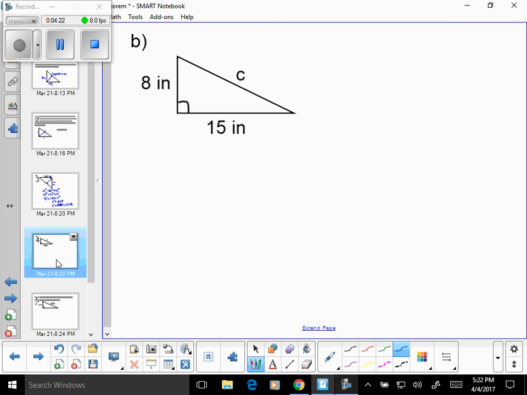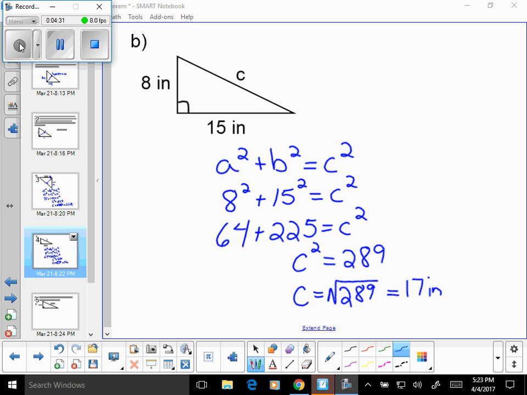Example B, you hit pause, you work through it, and then I will put up the solution. Here's the solution to example B. Again, if you need to take some time to look at it, hit pause and check it against your work. Notice that I almost always choose to use my smallest leg as A. Now, notice that the sides of this triangle is 8, 15, 17.